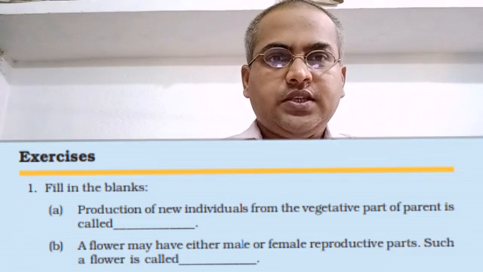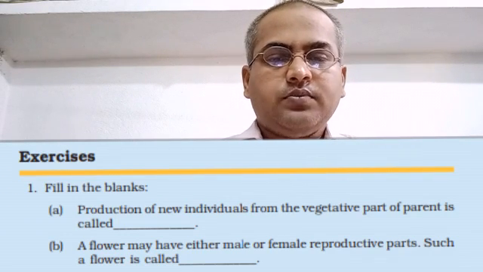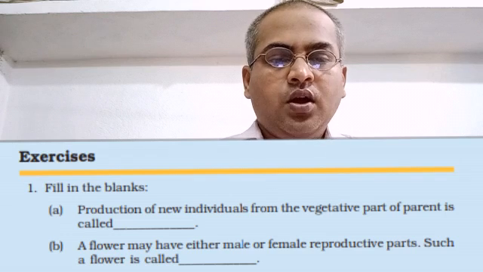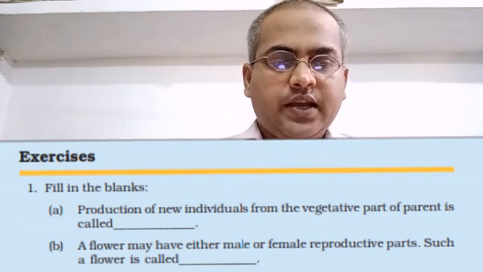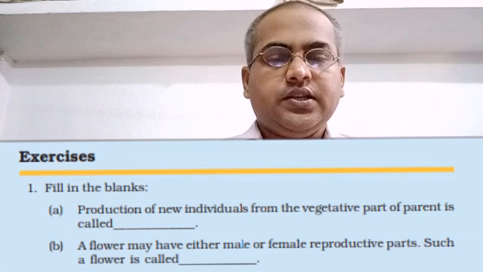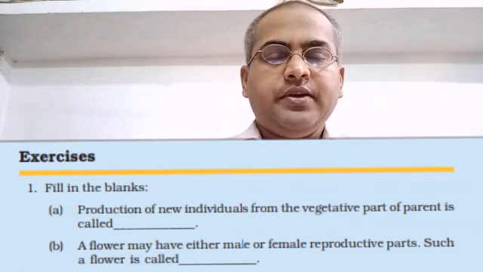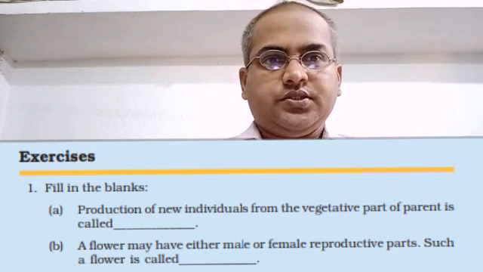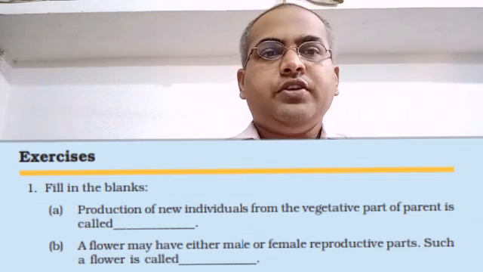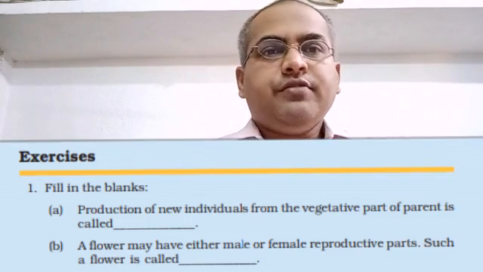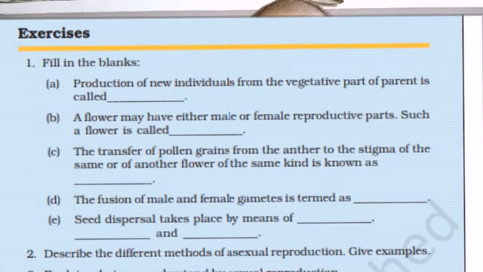Next question, C. The transfer of pollen grains from the anther to the stigma of the same or of another flower of the same kind is known as pollination. Next question. The fusion of male and female gametes is termed as fertilization. Next question, E. Seed dispersal takes place by means of wind, water and animals.